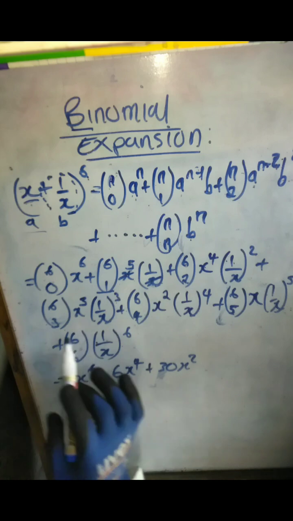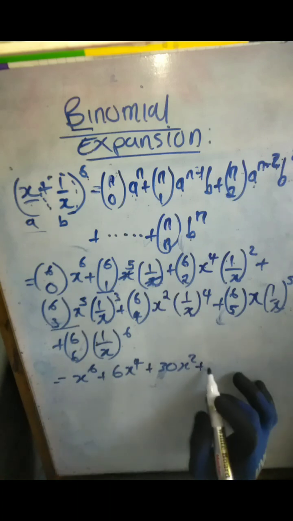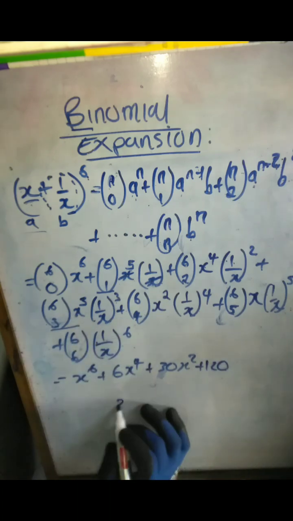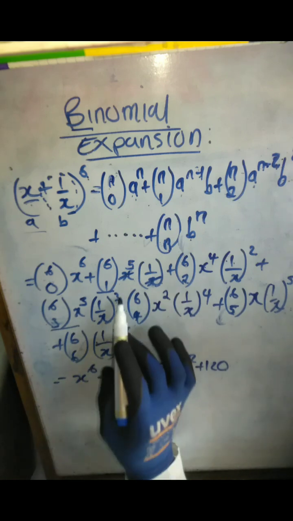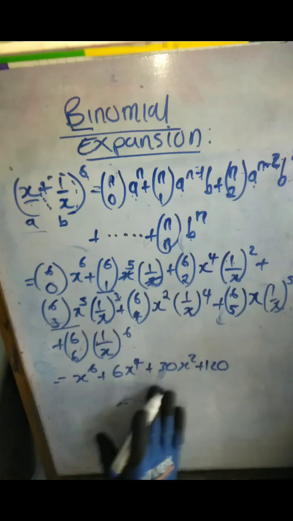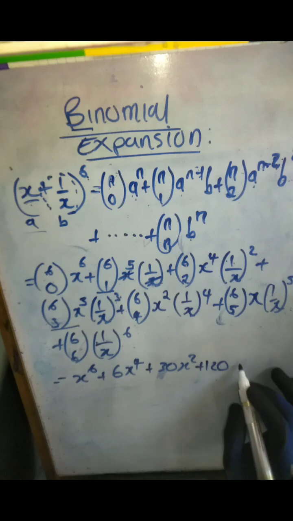Then we come to the next one, 6 combine 3, we're going to have 120, so plus 120, that is this. Then this is x to the power 3, x to the power 3 times 1 over x to the power 3, because it has the power 3, so this and that will cancel, and we remain with 1, so that will be independent. So this is the term that is independent of x, so plus.